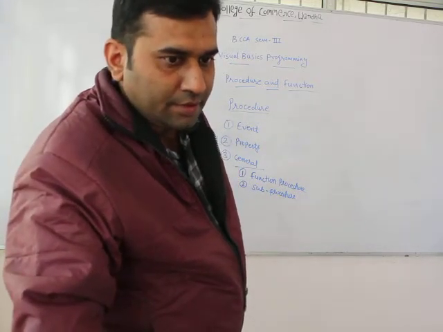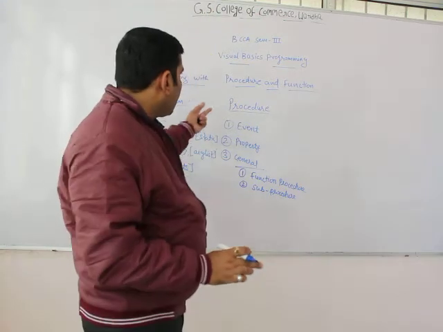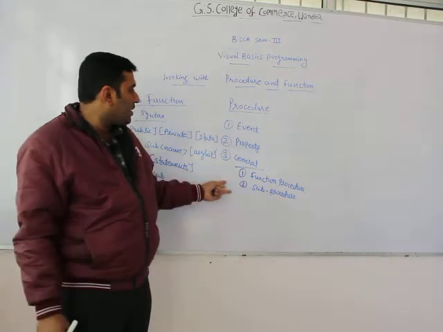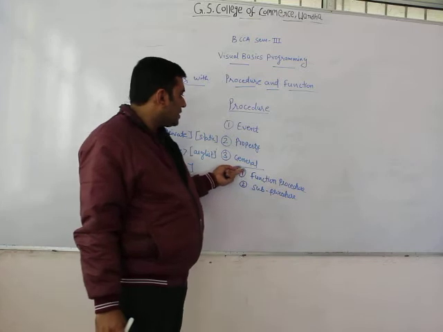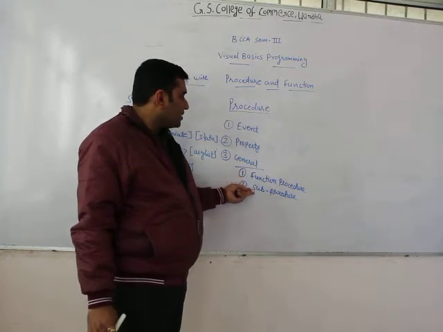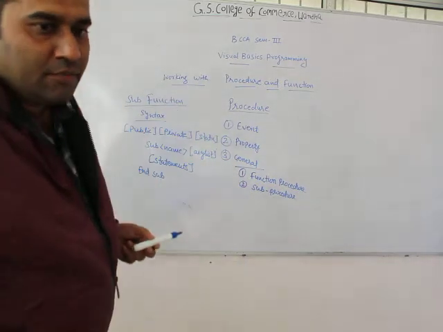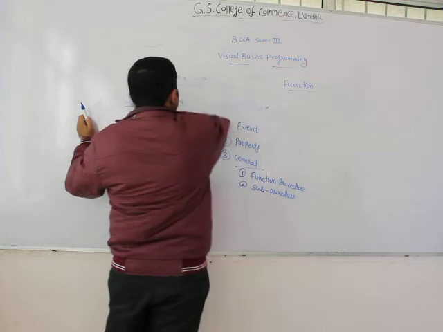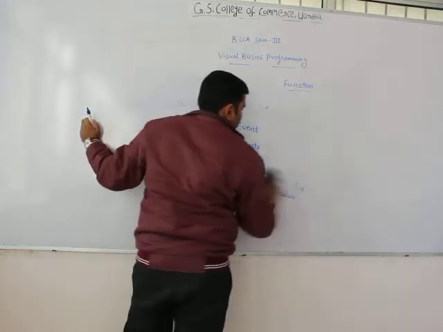In this way the procedures are used. There are three types of procedure: event, property, and general. In the general type, there are two types: functions and Sub procedures. Next, our topic is functions.